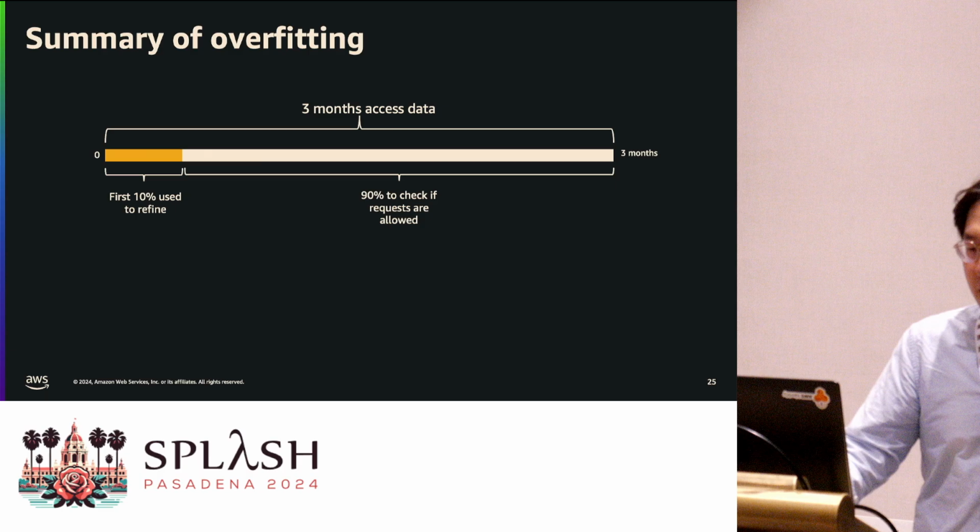By increasing the training data, we check when the refined policy can allow all the remaining access data, such as 20% for refining the policy and 80% for checking the refined policy. Based on our results, we saw 50% of requests were enough to avoid overfitting the refined policy, which is around 2 months of data.